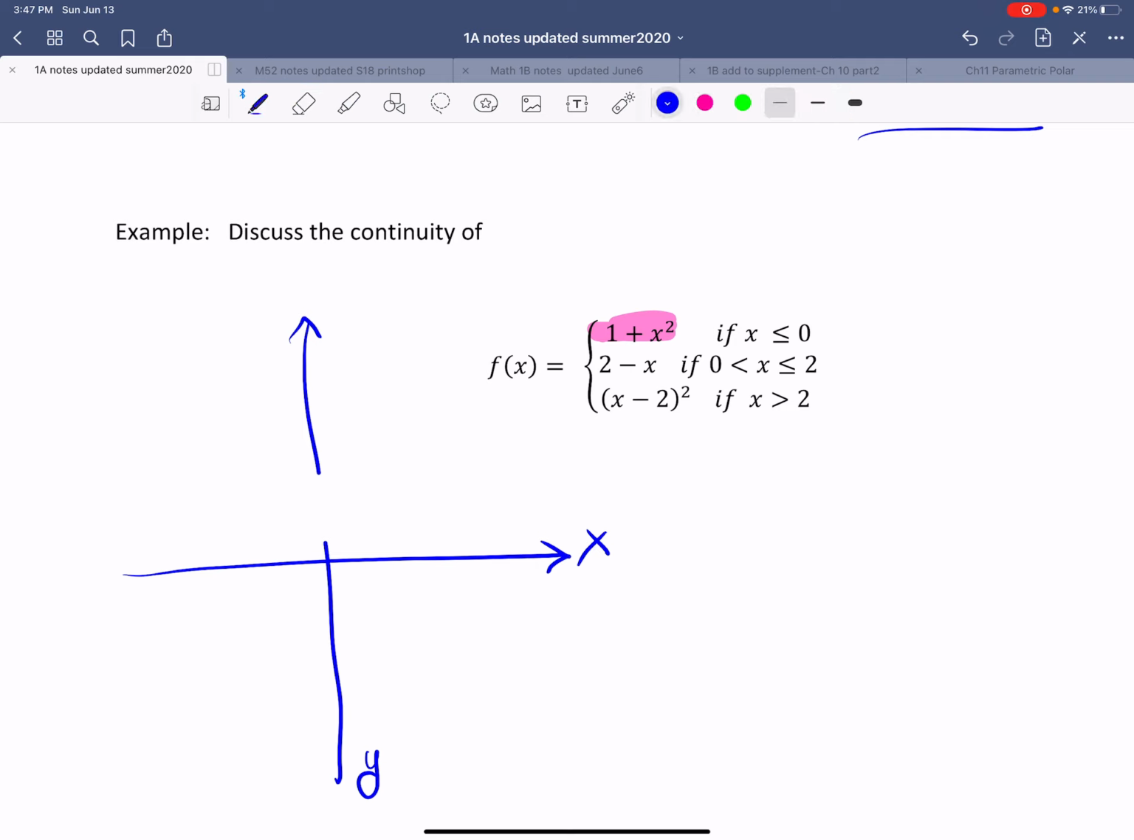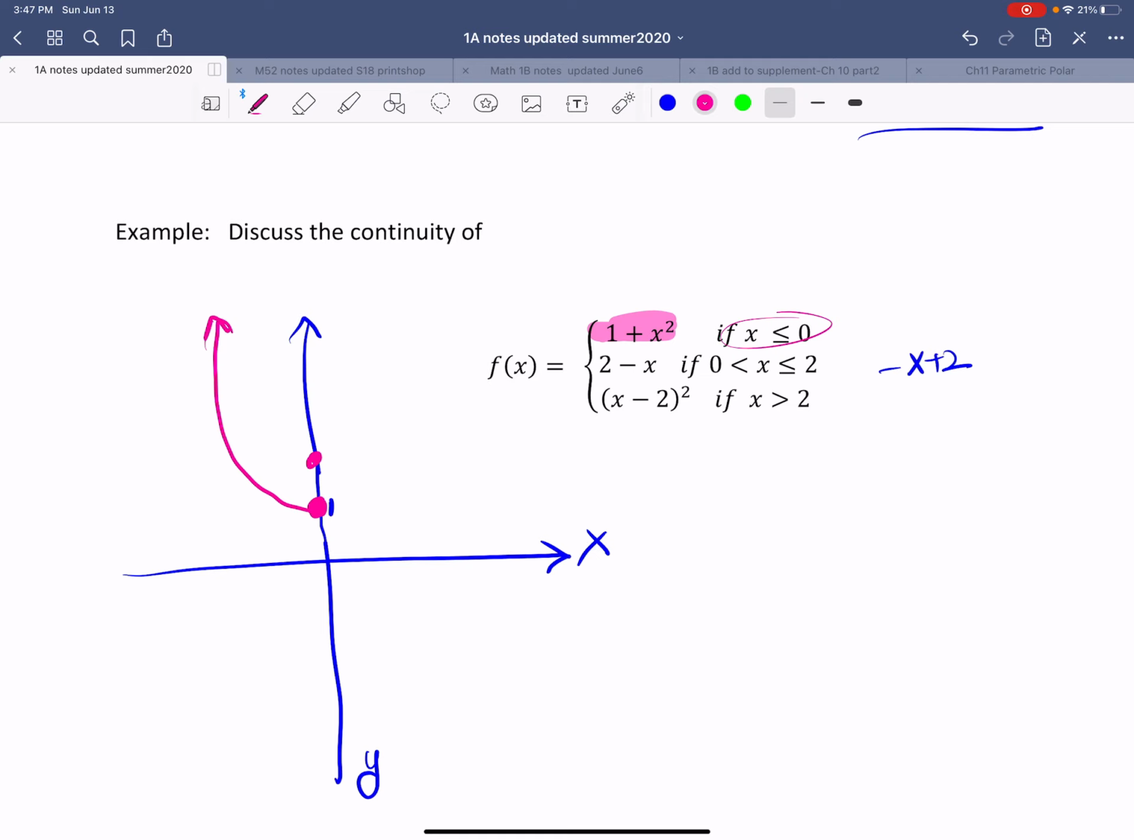I need a blue pen here. With a closed dot, not an open hole, because I do have the less than or equal to sign. Between 0 and 2, my graph looks like 2 minus x. It's a straight line, negative x plus 2. 2 minus x is the same thing as negative x plus 2. So we start at 2 and go down 1 over 1. And that's how my graph looks.